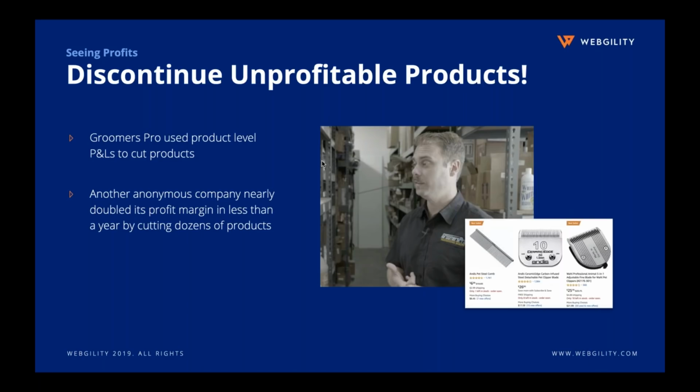So here we have, in this example, Groomers Pro, a dog grooming business, and they use WebGility at the product level to see what their profits are and to be able to cut the products that are not profitable for them. And then there's another company that we can't name that nearly doubled its profit margin in less than a year by cutting dozens of products. So if you see the products that aren't making you money and there's not a strategic reason for holding those products, then get rid of them. Cut the fat out of your business and really streamline what is making you the most money.